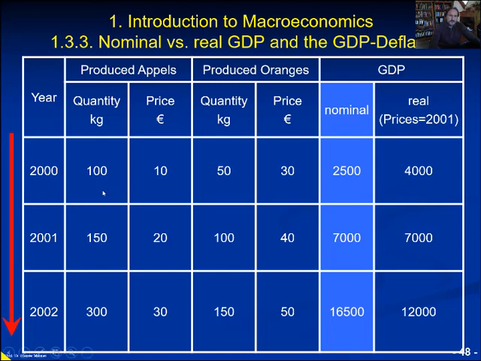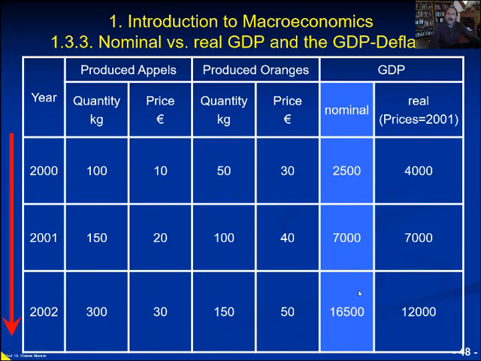The same procedure is now applied for the years 2001 and 2002, and we have as a result this time series for nominal GDP. 2,500 in the year 2000, 7,000 for the year 2001, and 16,500 for the year 2002. Okay, that's the normal procedure.